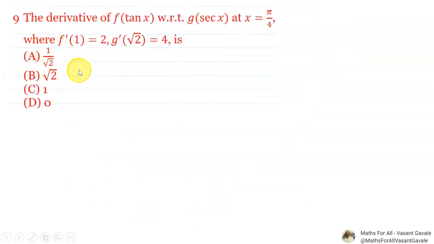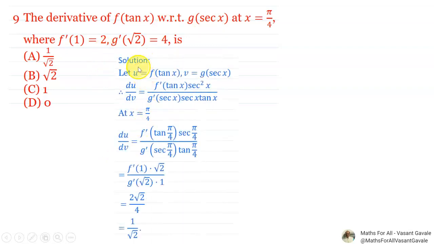Next example, the derivative of f of tan x with respect to g of sec x at x is equal to pi by 4. f dash of 1 is 2, g dash of root 2 is 4. Now here u is equal to f of tan x, v is equal to g of sec x, du by dv.